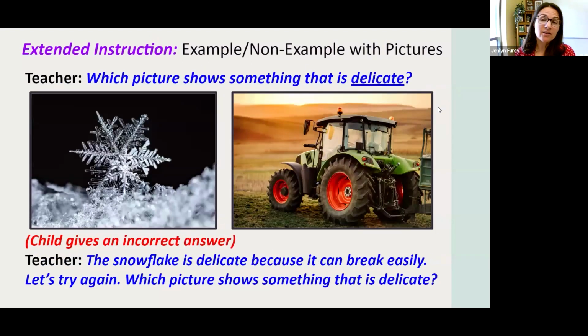Okay, and now here's another example for the word delicate. Again, we have an example and a non-example. And just to give you an idea of how to respond if there were a lot of incorrect responses, the teacher might say, the snowflake is delicate because it can break easily. Let's try again. Which picture shows something that is delicate? So again, we want to focus on the target word rather than the non-example, repeating the word, repeating the student-friendly definition, and giving students opportunities to respond correctly.